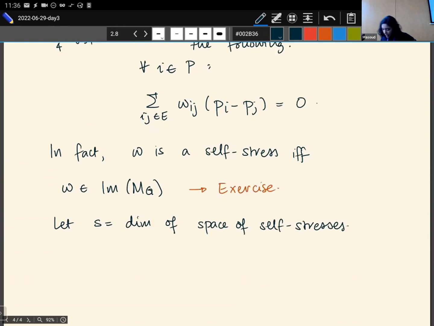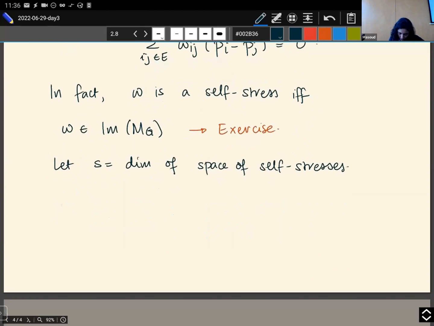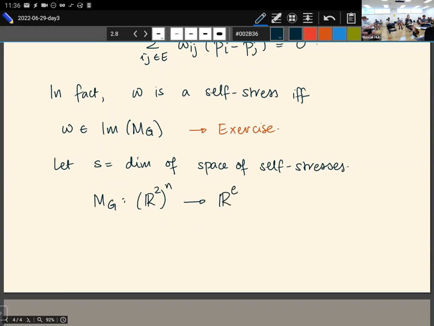So what do I want to do? Dimension of the kernel plus dimension of the image, right? So I'm just going to write the equation. This is hard to do in real time, sorry. So again, remember that MG is a map that goes from R^2n to R^E.